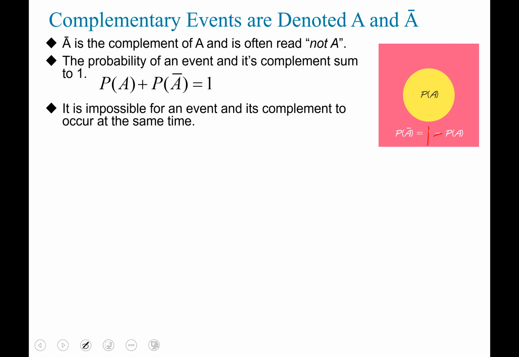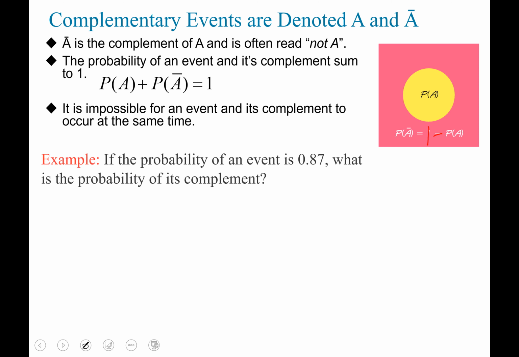It is impossible for an event and its complement to occur at the same time. Event A cannot occur and not occur at the same time.